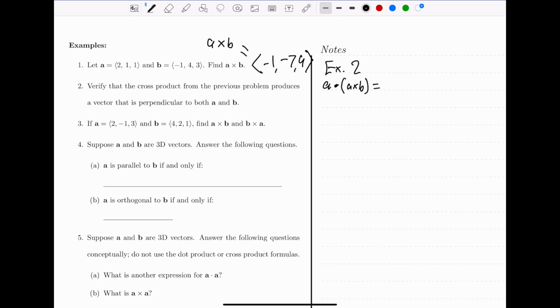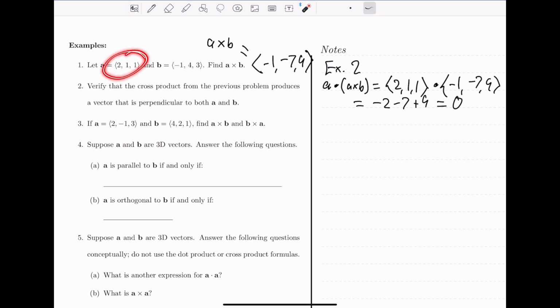So A is the vector 2, 1, 1, and we are dotting that now with the cross product, which we just found, -1, -7, 9. Dot product is much easier to compute than the cross product. 2 times -1, -2, 1 times -7, minus 7, 1 times 9, plus 9. -2 minus 7 plus 9, yes, that simplifies to 0. Since the dot product is 0, that means A is perpendicular, or orthogonal, to A cross B.